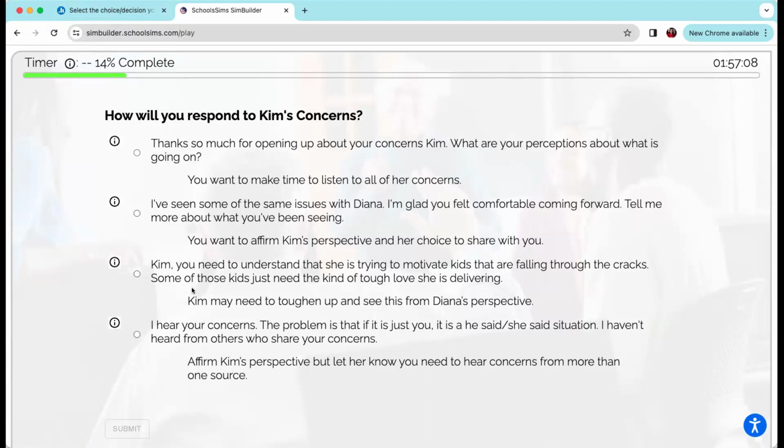And then the third option: Kim, you need to understand that she is trying to motivate kids that are falling through the cracks. Some of those kids just need the kind of tough love she is delivering. Kim may need to toughen up and see this from Diana's perspective. Or your fourth option: I hear your concerns. The problem is that if it is just you, it is a he said, she said situation. I haven't heard from others who share your concerns. Affirm Kim's perspective, but let her know you need to hear concerns from more than one source. Sorry, I can't read today. So get in your head which one you would choose.